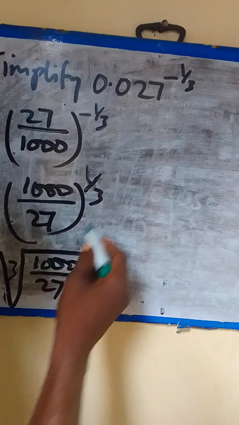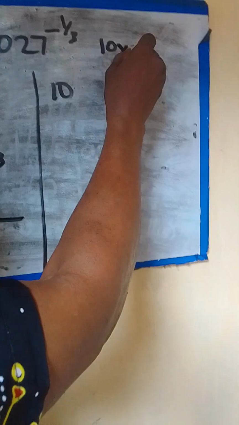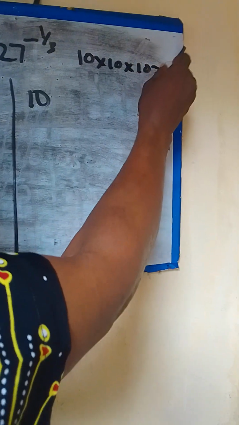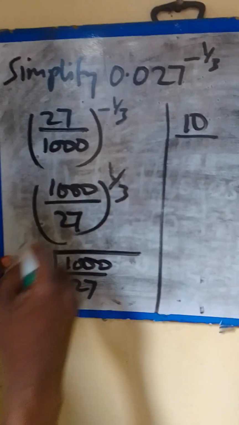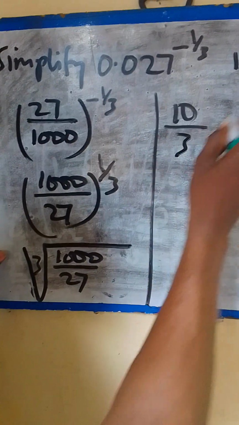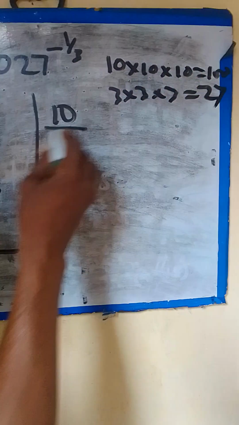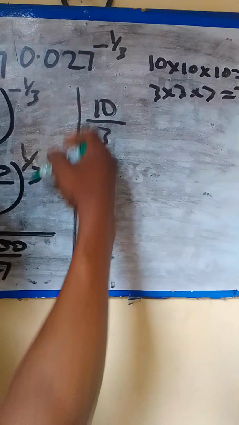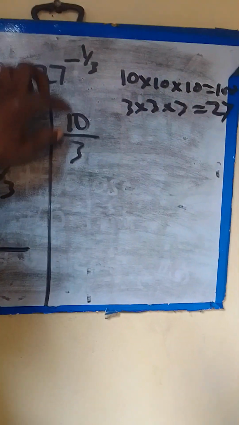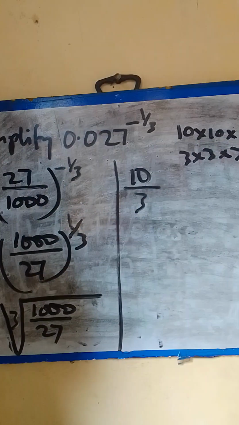If you look at it, you see that 10 can go. Multiply 10 3 times: 10 times 10 times 10 will give us 1,000. So 10 is the cube root of 1,000. Another number that will multiply by itself 3 times to give us 27 is 3. So 3 times 3 times 3 will give us 27. So 3 is the cube root of 27. Now you see that the numerator and the denominator are not divisible, and there is no number that can go into 10 and also go into 3.